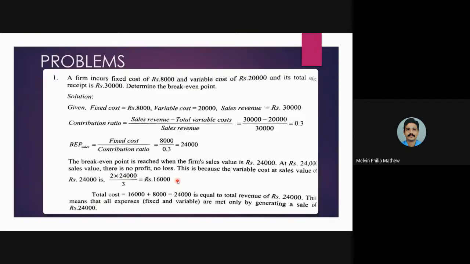Then write down in the next line, which is equal to 30,000 minus 20,000 by 30,000. If you find out, the answer will be 0.3, which is equal to 0.3.